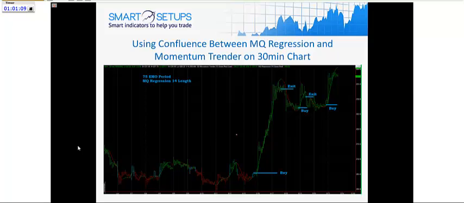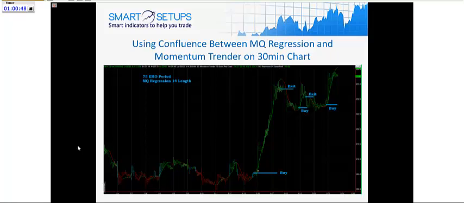as I mentioned before, you can add the MQ regression indicator on there. This is the MQ regression. This is using a 14 length. Again, it looks like a moving average, but it's not. You don't pay attention to the positioning of the indicator. All you're looking at really is the color change, whether it's green for buy or red for sell.